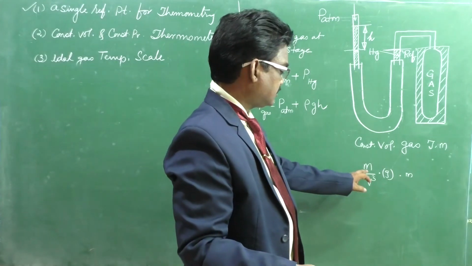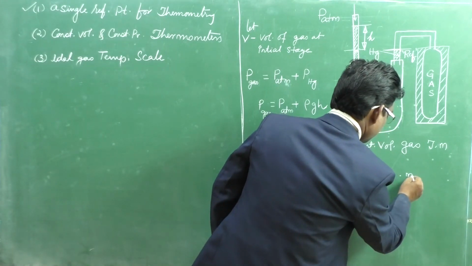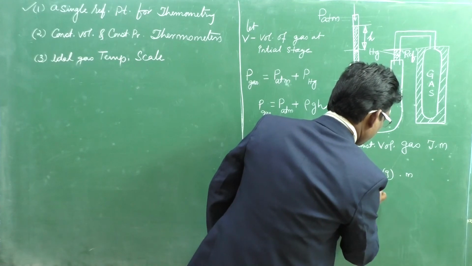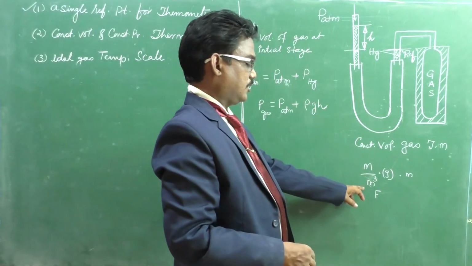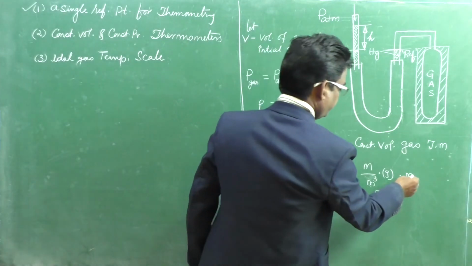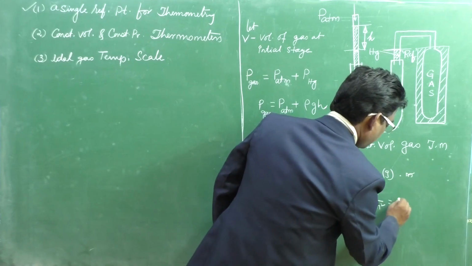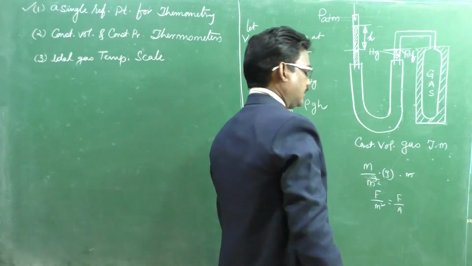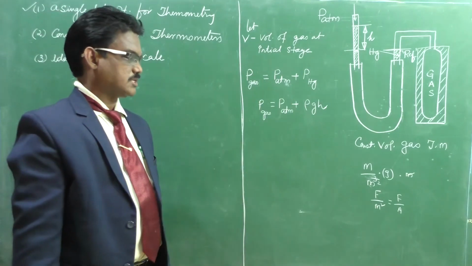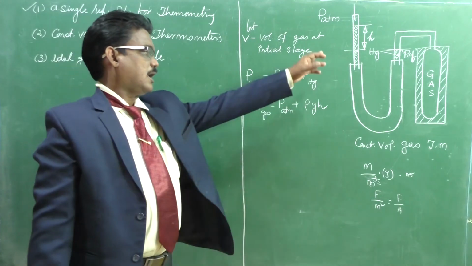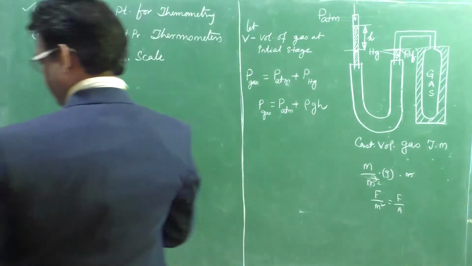F equals m a. We know that mass into acceleration gives us a force. Mass by volume is in kilograms per meter cube. Then meter square: it will give us force per meter square, or force per area. Force per area is pressure. That means rho g h gives us a pressure in terms of height of mercury. Students need to remember this equation.